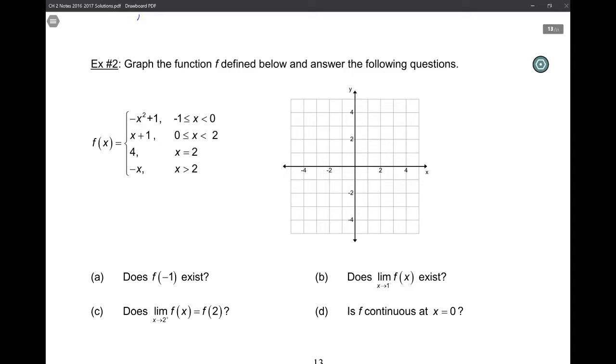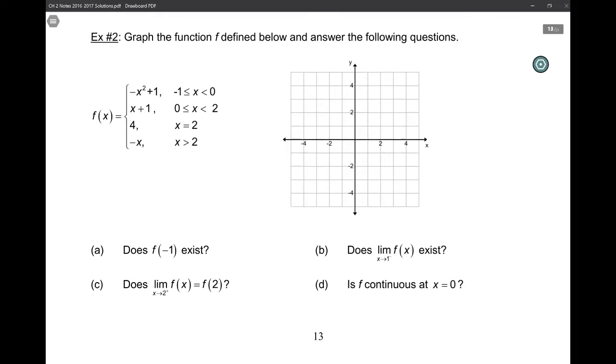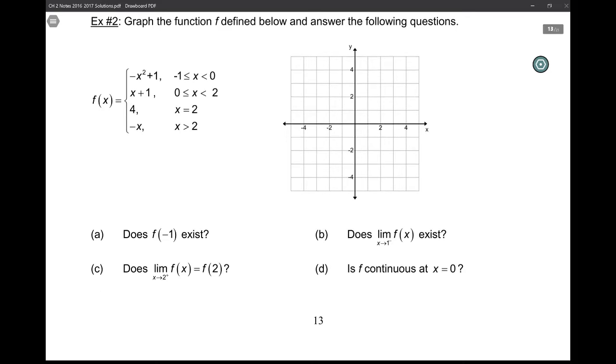Example 2. So we have a piecewise function. How about we graph it? What does it look like? So what do we have? We have negative x squared plus 1. At negative 1, if I plug in negative 1, I actually get 0, and it's filled in. And then once we get to 0, it looks like that. It's just a little part of negative x squared plus 1.